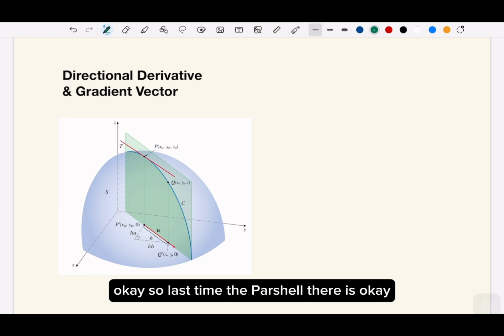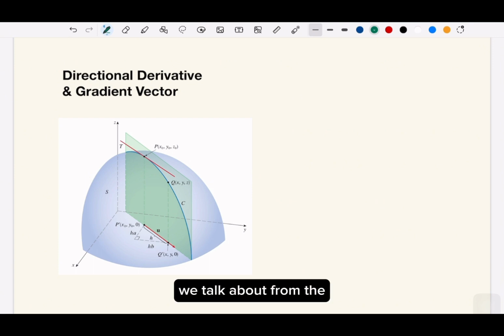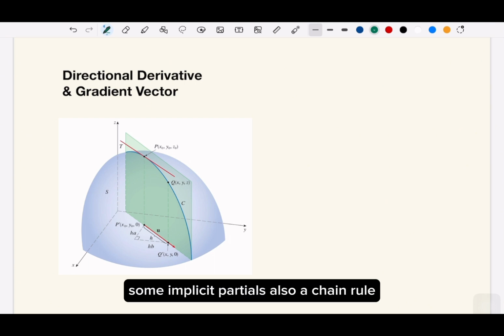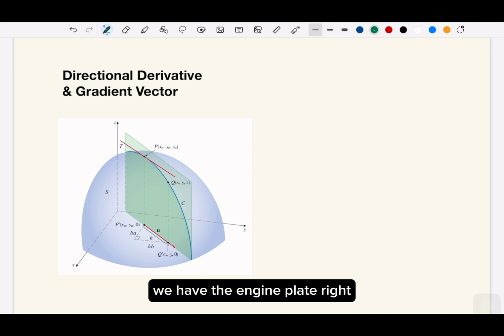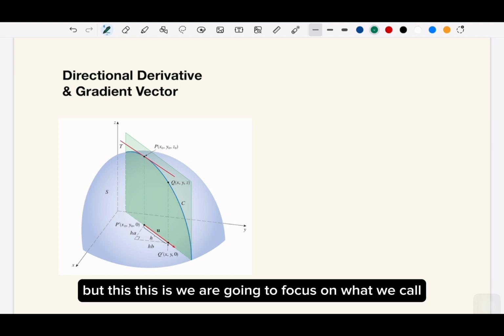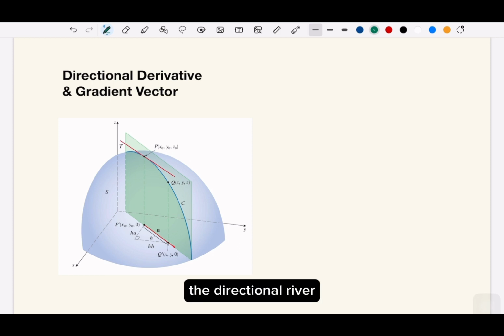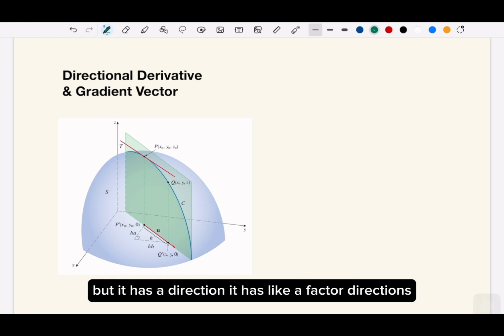Okay. So last time, the partial derivatives. We talked about how to do partials, some implicit partials, also the chain rule, and if you remember, we have the tangent plane, right? But now we are going to focus on what we call the directional derivative. So it's like a derivative, but it has a direction. It has a vector of directions.